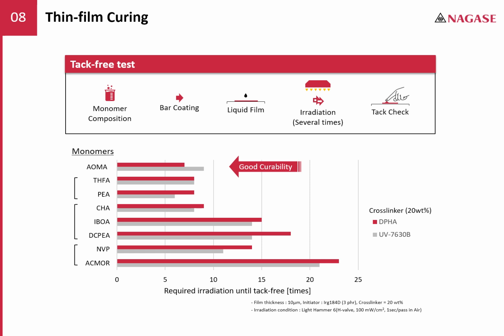We coat a thin film using a wire round bar to give us a liquid film. This is then irradiated and then simply checked with a tack check, basically touching that surface with your finger until there's no tack found. On the bottom graph, we have a list of monomers that we tested. We have AOMA at the top using 2 different cross-linkers, red DPHA, and the light gray is a urethane acrylate diacrylate, and then we have AOMA compared to common monomers such as THFA, PEA, IBOA, NVP, and so forth.